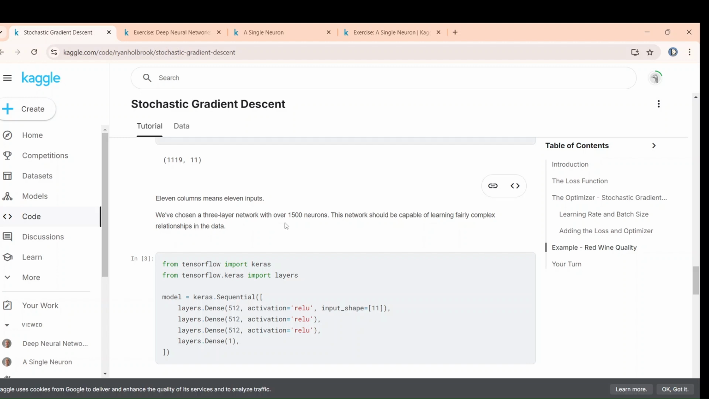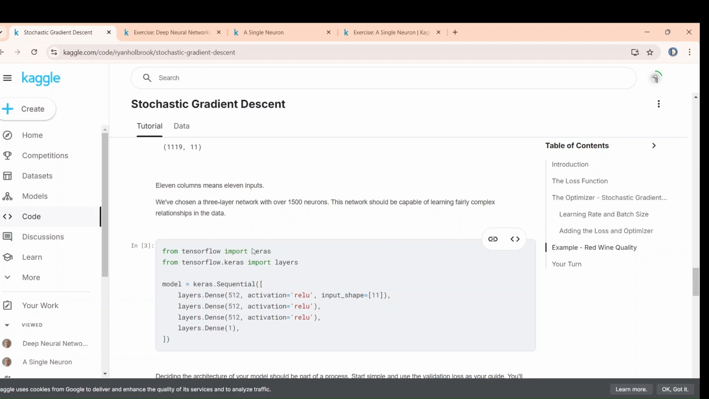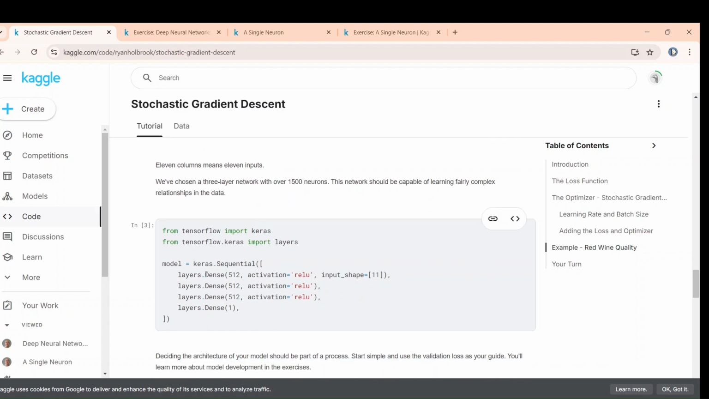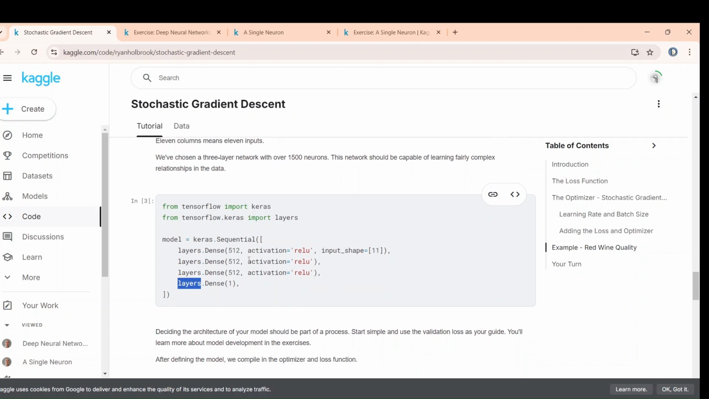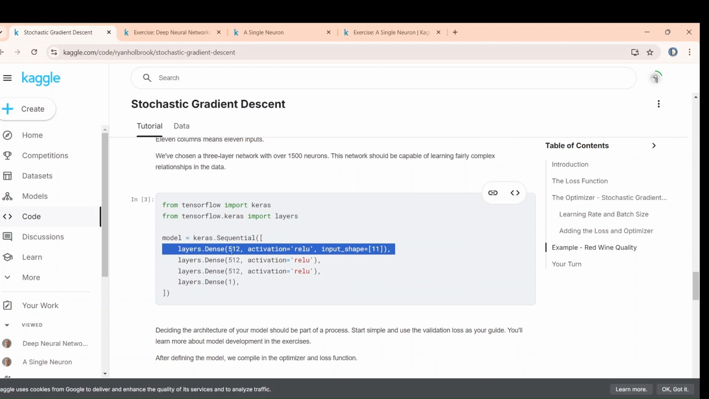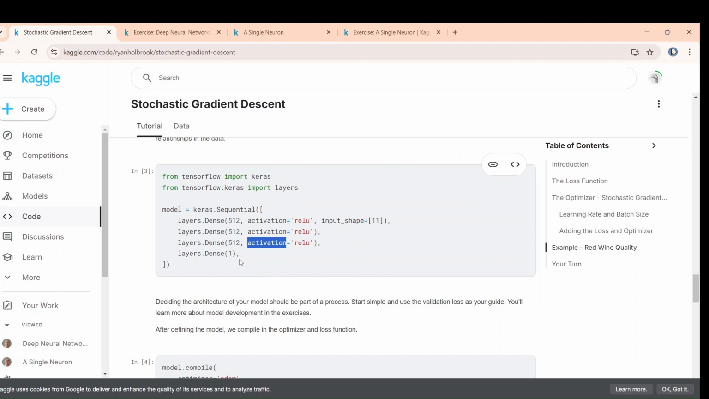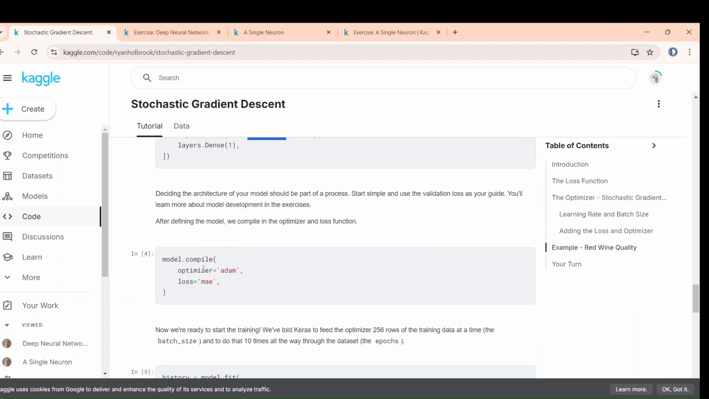So we have chosen a 3-layer network. We did this in our last class. A 3-layer network means that there will be one input layer, two hidden layers, and one output layer. Okay. These networks should be capable of learning fairly complex relationships. Fine, see here they have taken a Dense layer with 512 neurons, 11 inputs, and the activation function they have taken is ReLU. In the second layer and the third layer, they have used the same activations, and one output. Okay. These things we did in our last class.